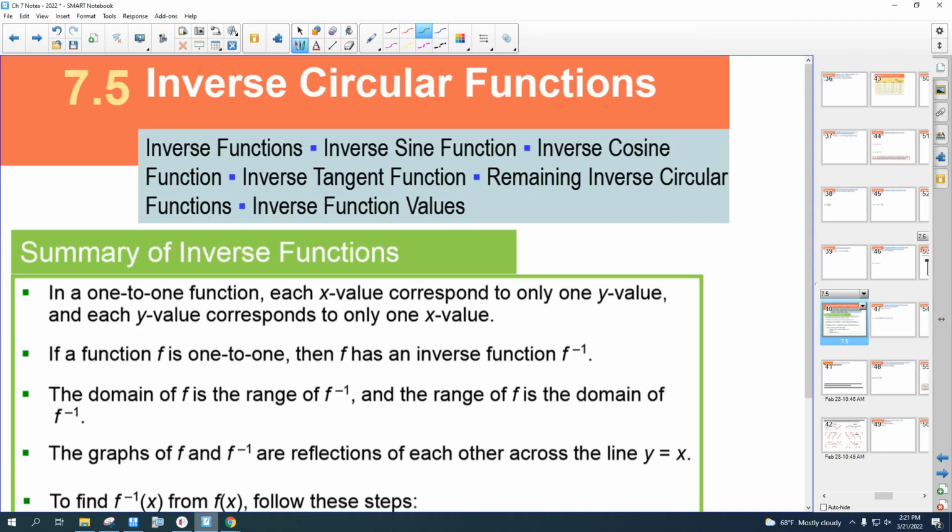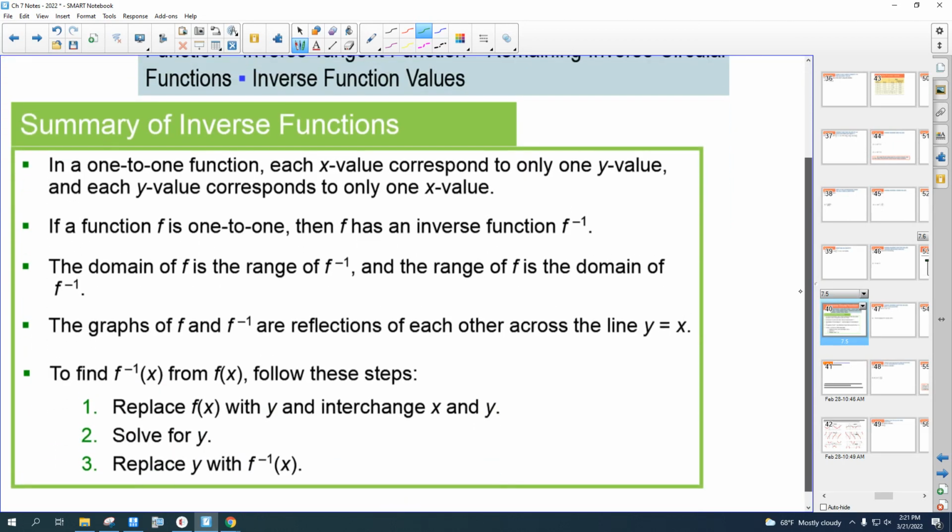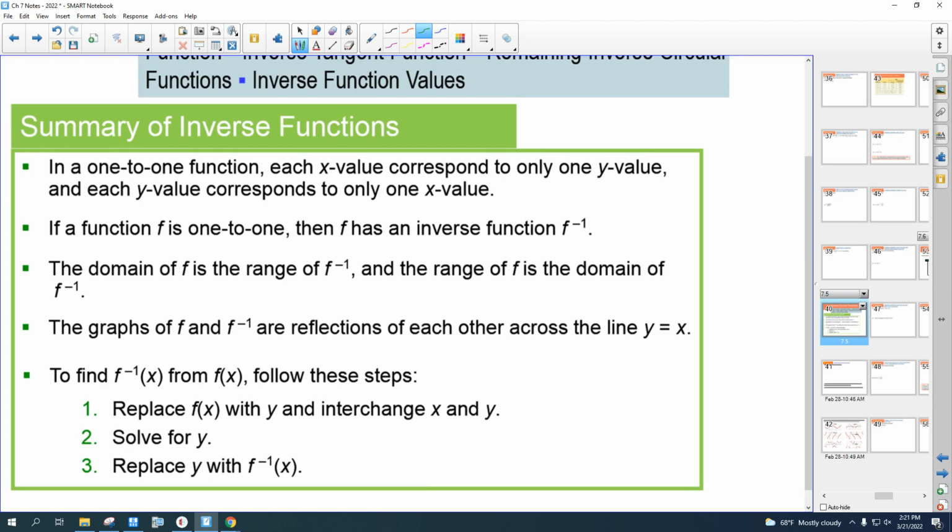7.5 inverse circular functions. We're talking about inverses today. And you will want a calculator at some point, but real quick, here's some things we need to know. In a one-to-one function, each x value corresponds to only one y value, and each y value corresponds to only one x value. So one-to-one function is something that's kind of new to you probably.